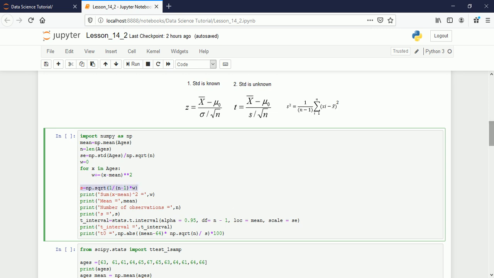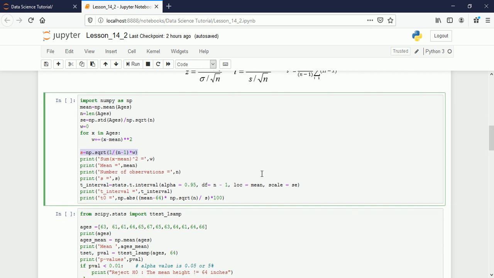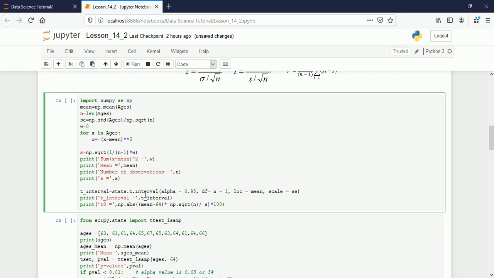Then we are going to print the values here, like the sum of all those numbers, the mean and the square of them. Then I want to print the mean, the number of observations, and the S value, and then we compare them. This is a function, t.interval, a predefined function I am using. So here alpha is equal to how much? 95%.